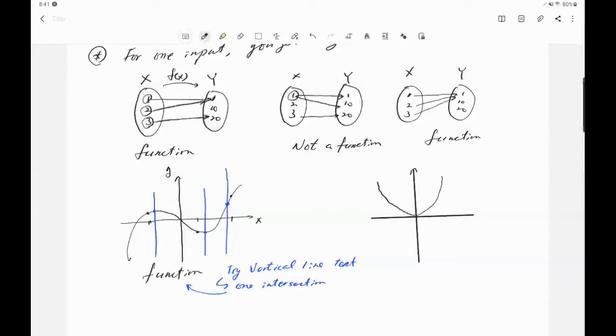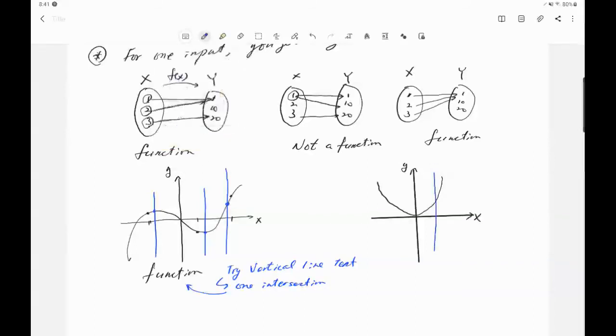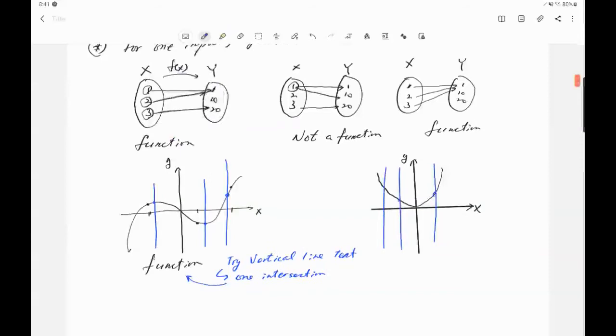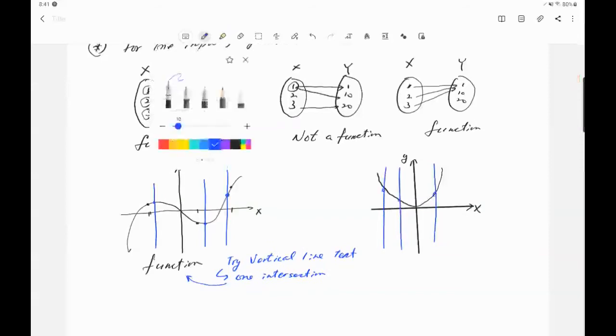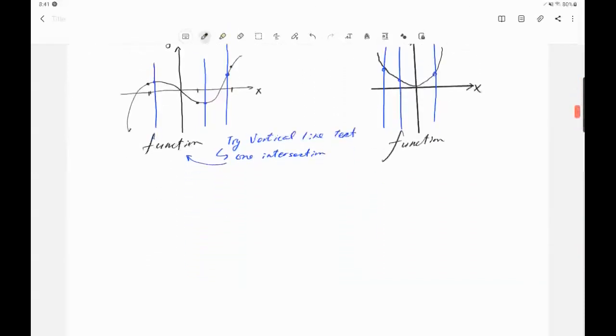Of course it's a function, right? Of course it's a function because, draw a vertical line, then it meets at one point. It meets at one point, right? So this is a function, but the next one is not a function. And the next one is this.